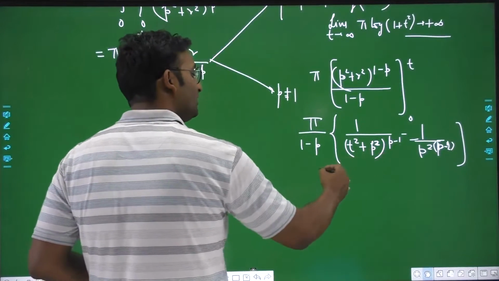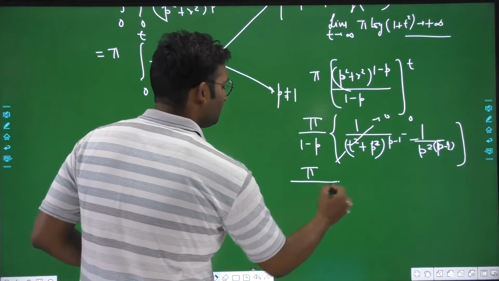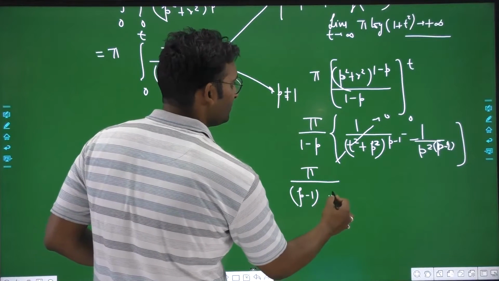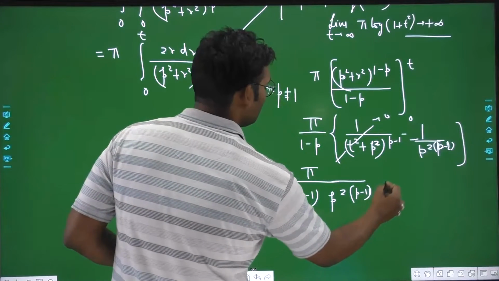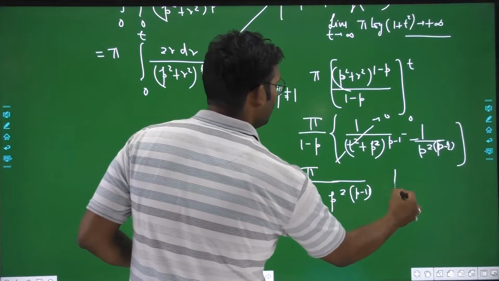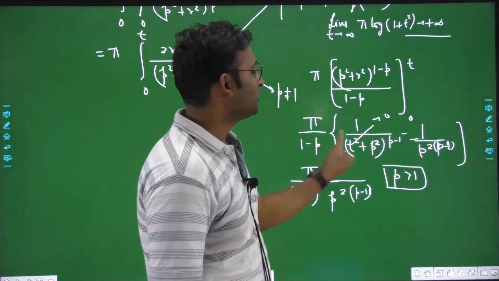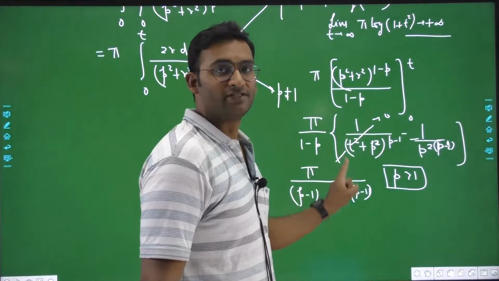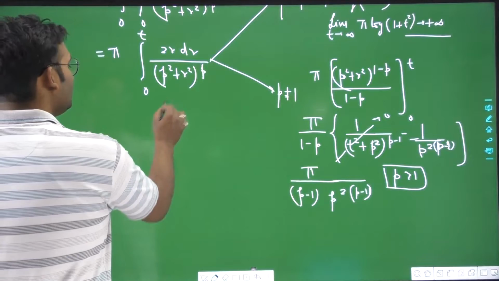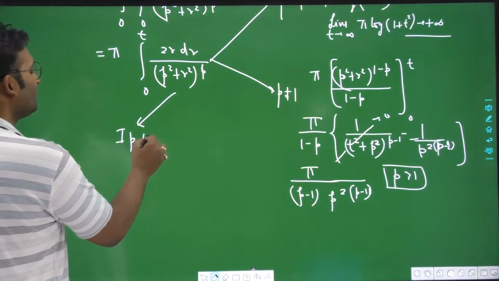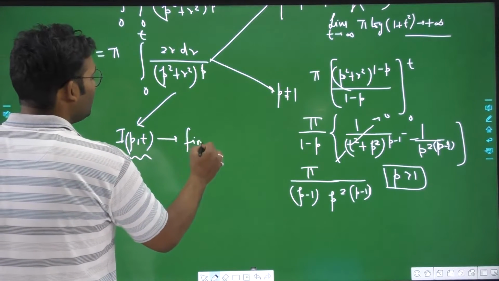So as t tends to infinity, this particular term goes towards 0. So at the end, you will get pi upon (p minus 1) times p raised to power 2(p minus 1). So you will get a finite answer provided your p is greater than 1. Because if p is less than 1, then this particular quantity will tend towards infinity as t tends to infinity. So your p should be greater than 1. Therefore the correct answer is that I(t), the parametric integral which depends upon t, is finite only if p is greater than 1.